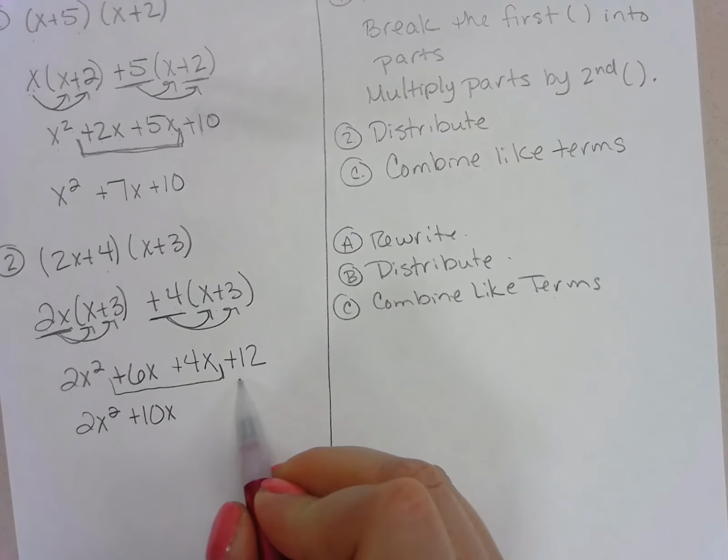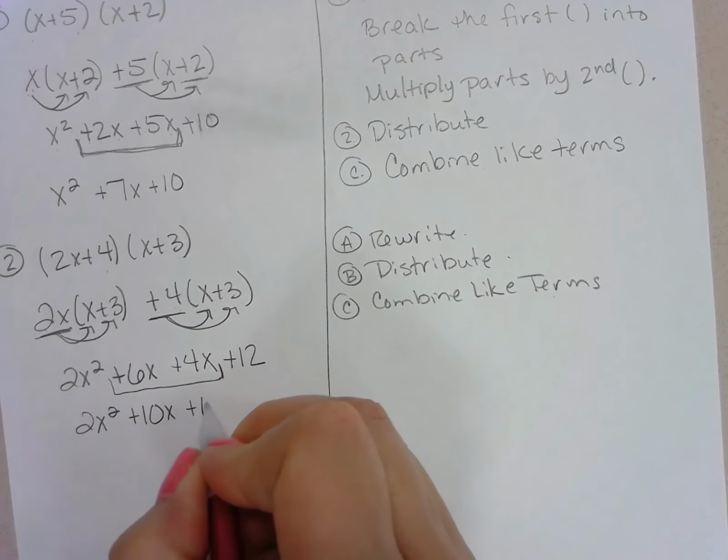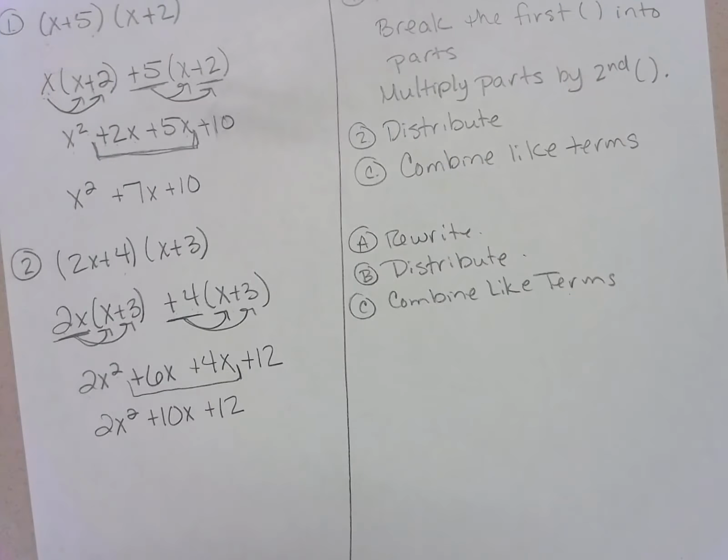And then I have a 12. Don't have any other constants, any other plain numbers, so that positive 12 is going to show up in my answer. Remember, this is math. Things don't magically disappear and reappear. They all have to either be used to make something or they have to show up in your answer.